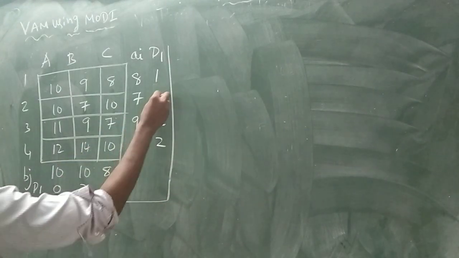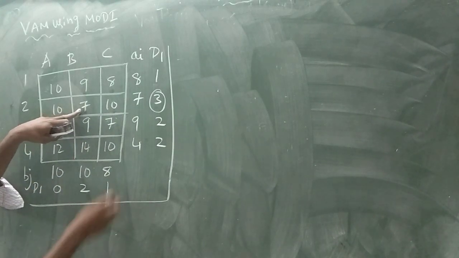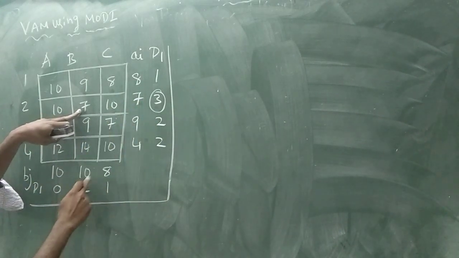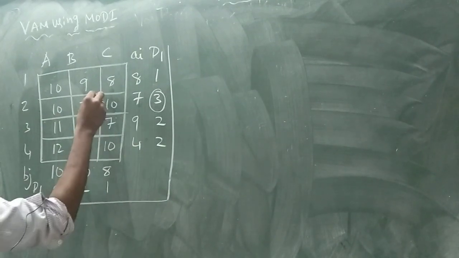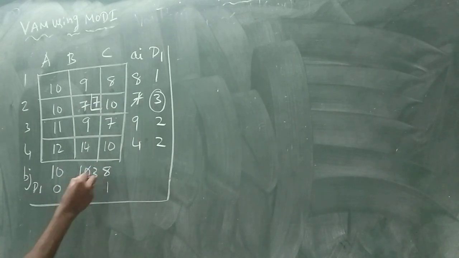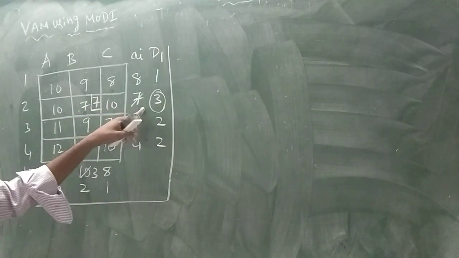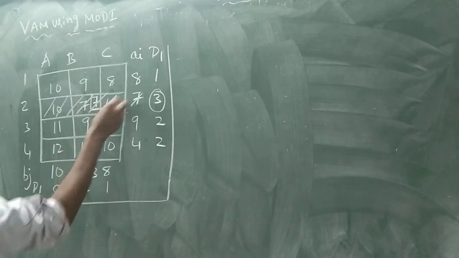3 is the highest value, in the second row. In this second row the least value is 7. Comparing Ai and Bj, the least value is 7. So I allocate 7 here and subtract, remaining 3. In this row there is no remaining value, so I strike out the entire row.